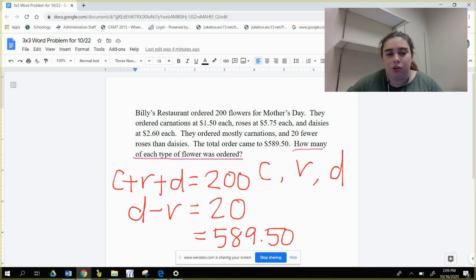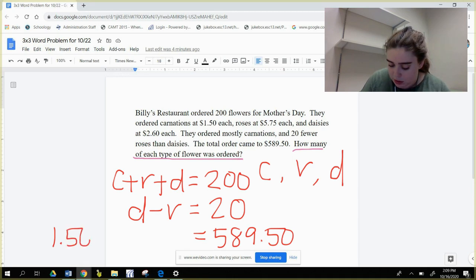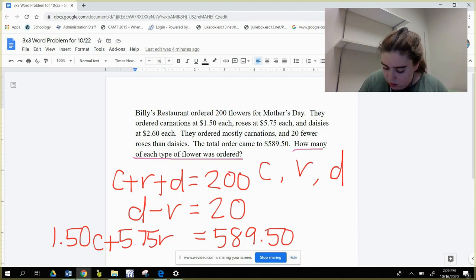All right. So we're going to multiply each of those variables by how much each individual flour costs. So each individual carnation costs $1.50. So we're going to have 1.50 C. And then each rose costs $5.75, so 5.75 R. And I'm going to squeeze right here, plus Daisy's was 2.60 D. All right, and that's going to total up to the total amount they spent, all right?